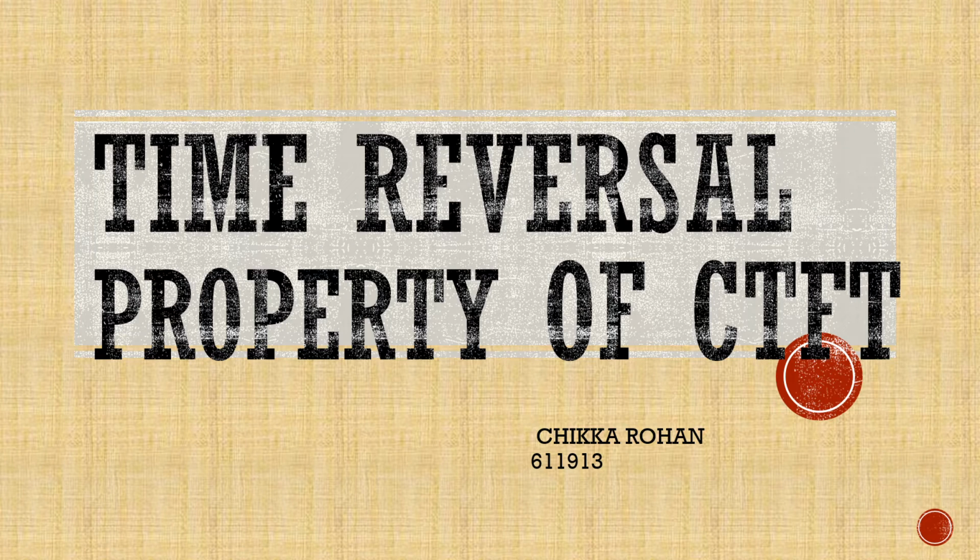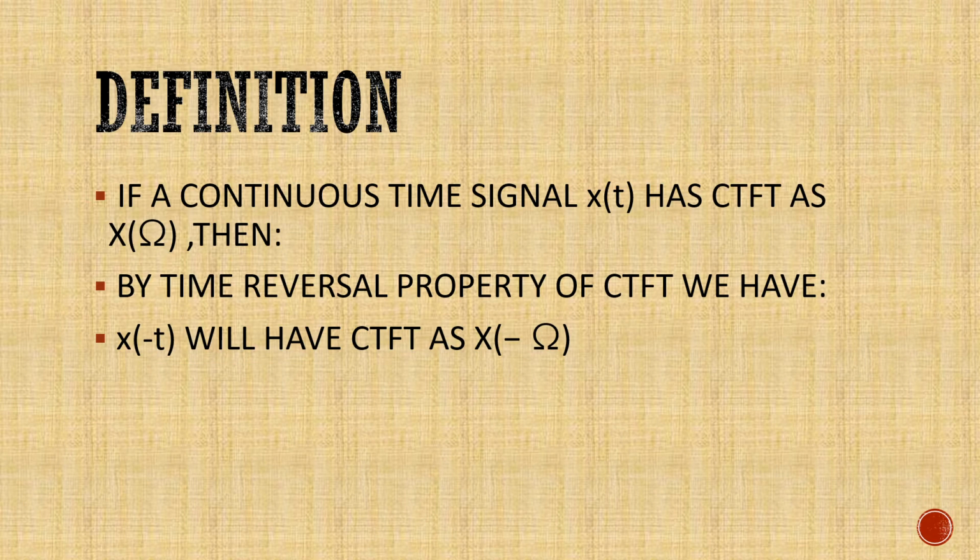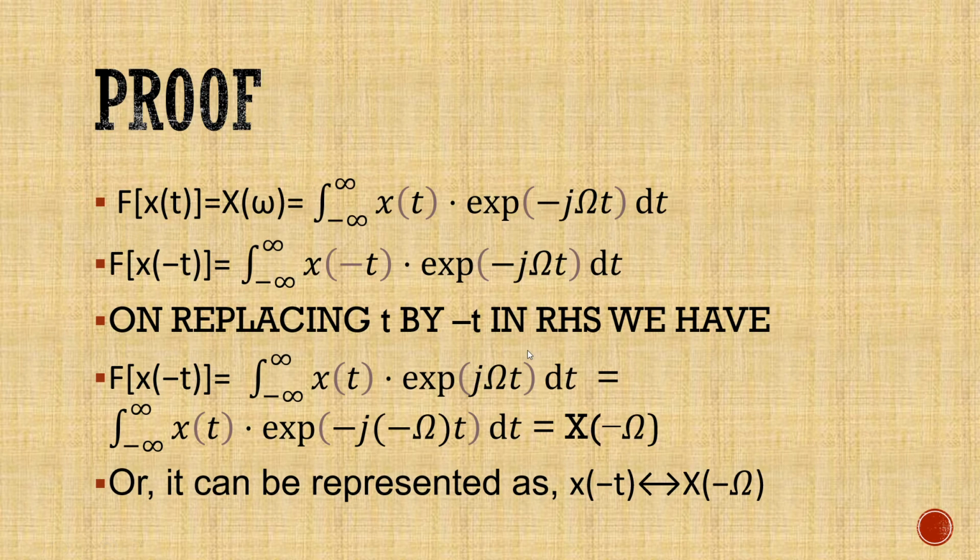In this video, we will learn about the time reversal property of the continuous time Fourier transform. If a signal x of t has continuous time Fourier transform capital X of omega, then by the time reversal property, x of minus t will have CTFT as capital X of minus omega. Now we'll see its proof.